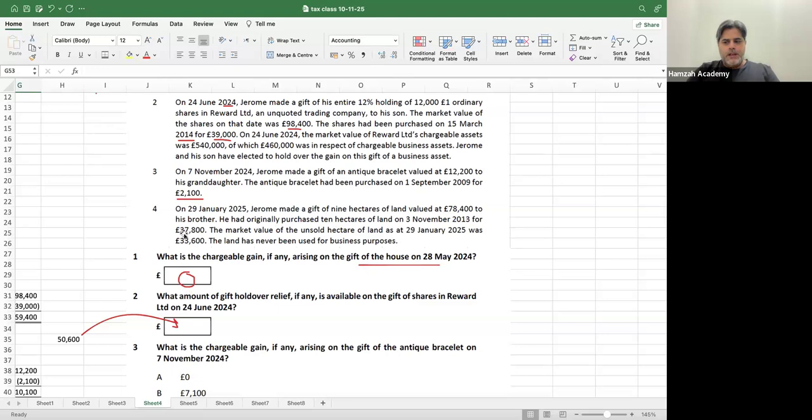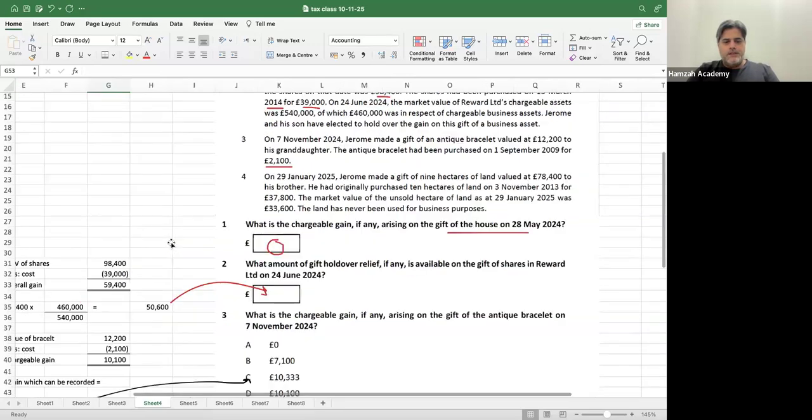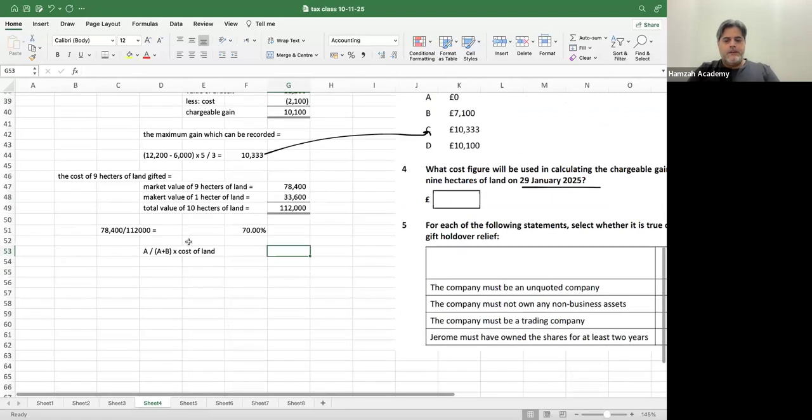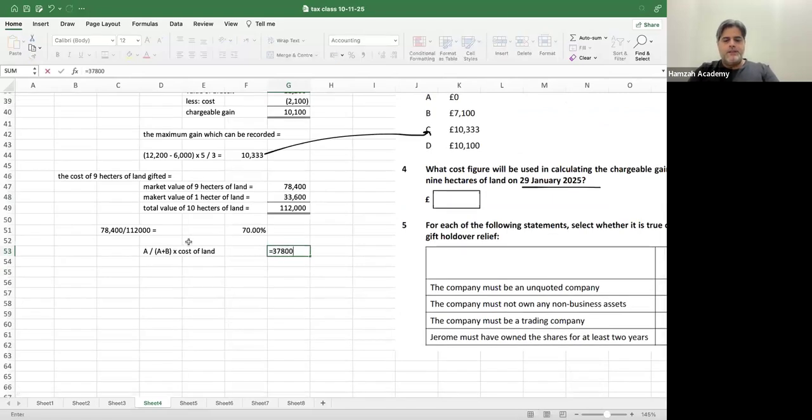Amount, the original cost of the land was 37,800 over here. So 37,800. Yeah, this is the 37,800. So if I take 37,800 into 70%, because this is 78,400 by this one now. So this should be the answer over here.